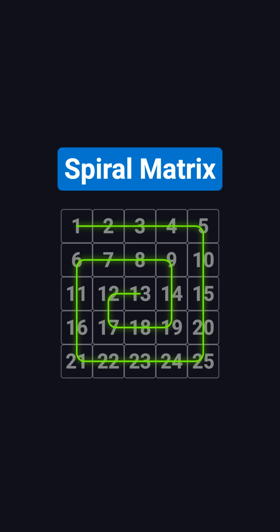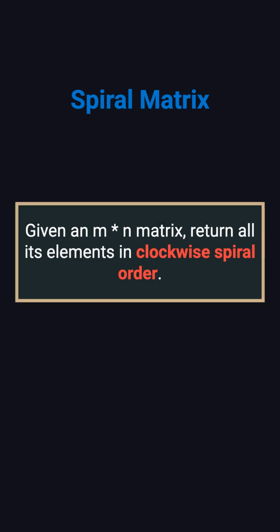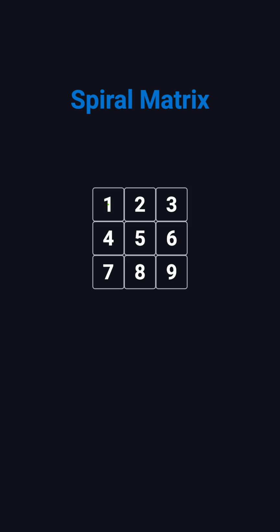Today we're looking at a classic matrix problem, the spiral matrix. The idea is simple. You're given an m by n matrix, and you need to print out all its elements in a clockwise spiral order. For example, take this 3x3 matrix. In spiral order, the output is 1, 2, 3, 6, 9, 8, 7, 4, and 5.